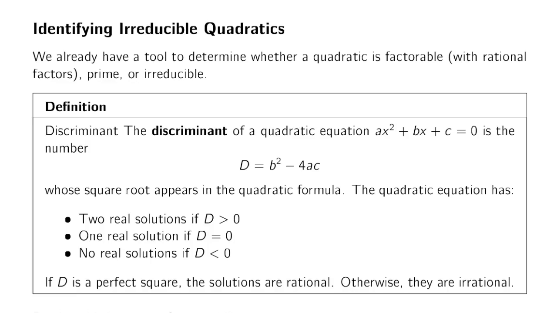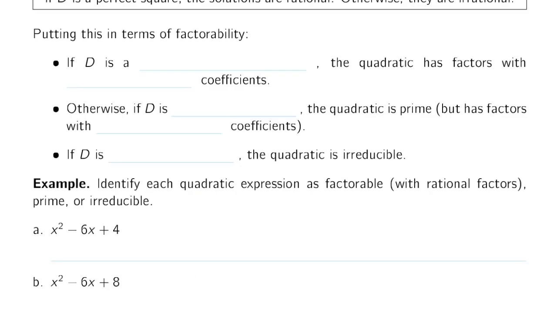So in terms of factoring then, if the discriminant is a perfect square, then the quadratic has factors with rational coefficients. If the discriminant is not a perfect square but is a positive number, then the quadratic is prime, so it can't be factored with rational coefficients, but it has factors with real coefficients. And finally, if the discriminant is negative, the quadratic is irreducible, so it cannot be factored with real coefficients.